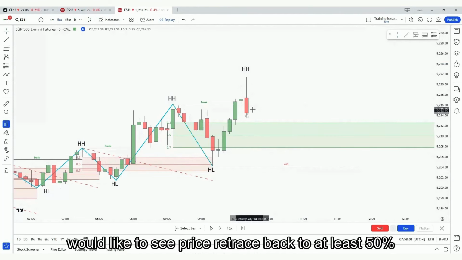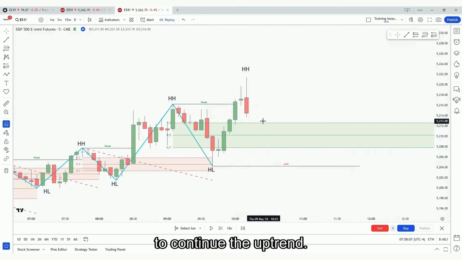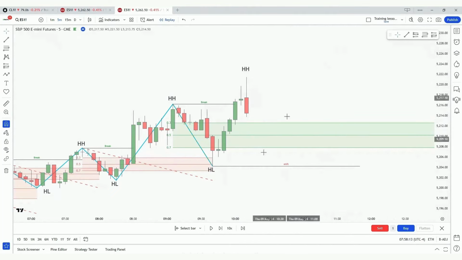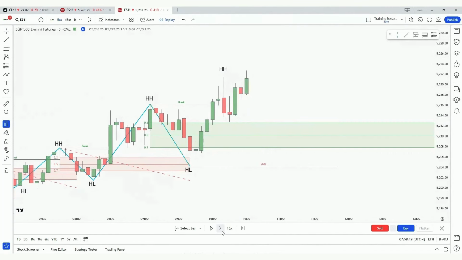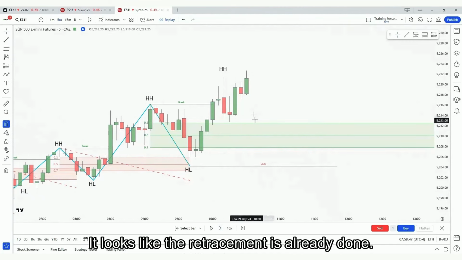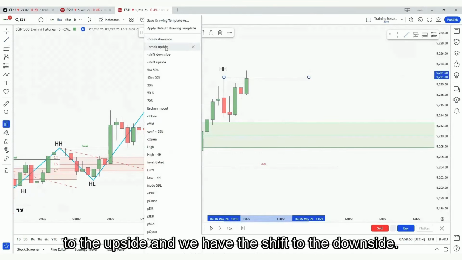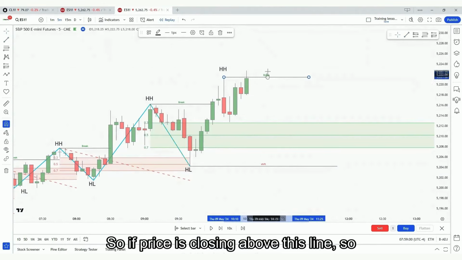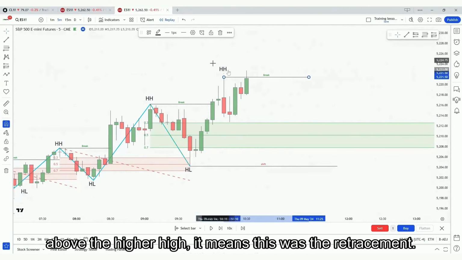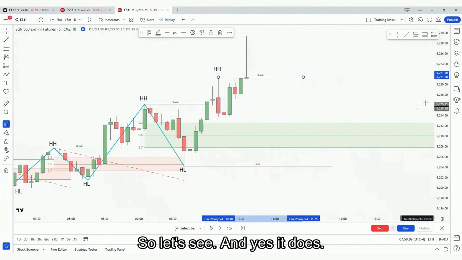We would like to see price retrace back to at least 50% of this area and turn around to continue the uptrend. It looks like the retracement is already done. Let's draw the break line. So from this high to the right, this is the break to the upside, and we have to shift to the downside. If price is closing above this line, so above the higher high, it means this was the retracement. So let's see, and yes, it does.